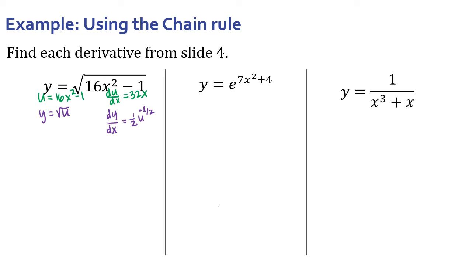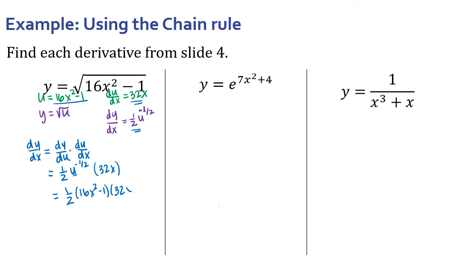So if I were to write this out again, dy/dx equals the derivative of the outside with respect to the inside times the derivative of the inside. Okay, so I found dy/du, 1/2 u to the negative 1/2, times the derivative of u with respect to x, which was 32x. So that's going to give me 1/2, substitute what u is in for here, 16x squared minus 1 times 32x. And this should be to the negative 1/2 power.